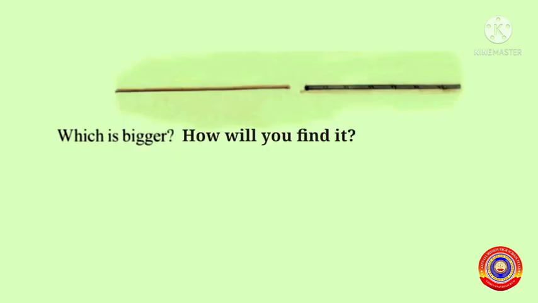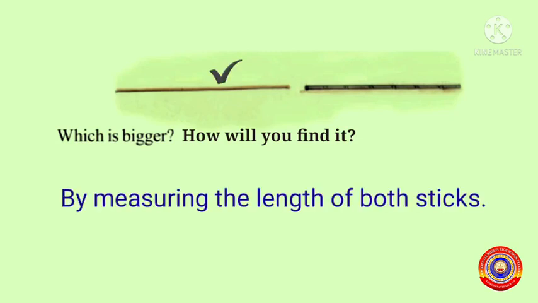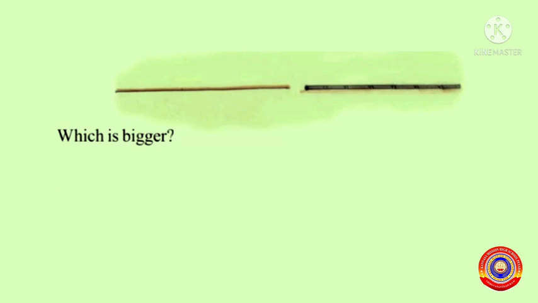In this picture, there are two sticks. Tell me, which one is bigger and how will you find it? Yes, the first one is bigger. By measuring the length of both sticks, we found out that the first one is bigger.